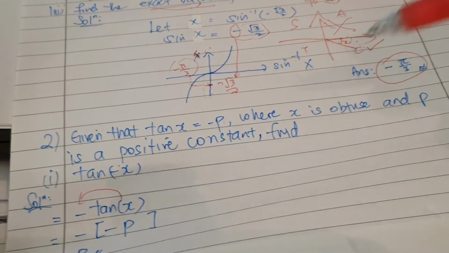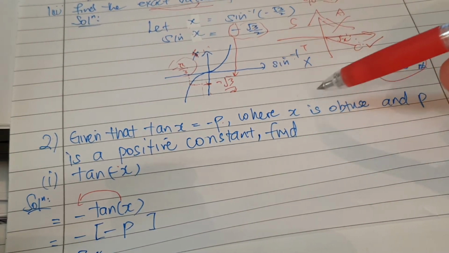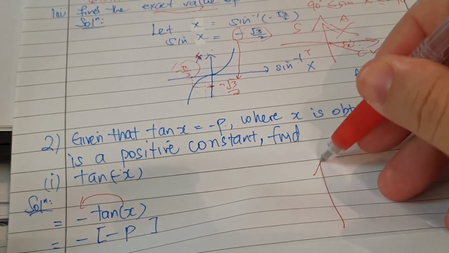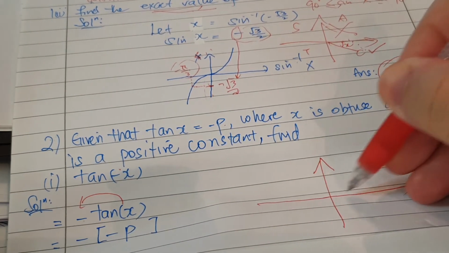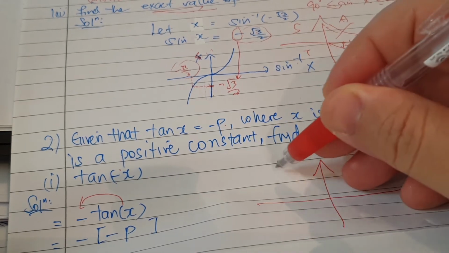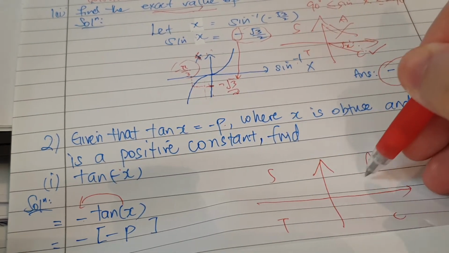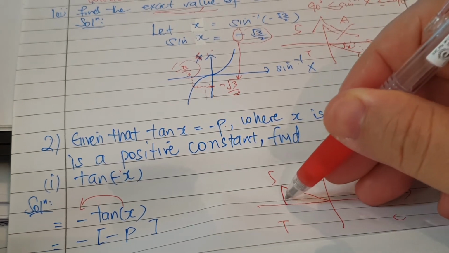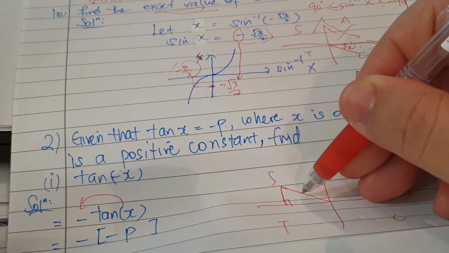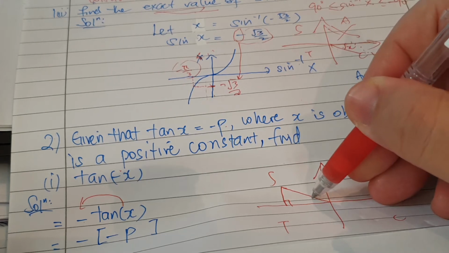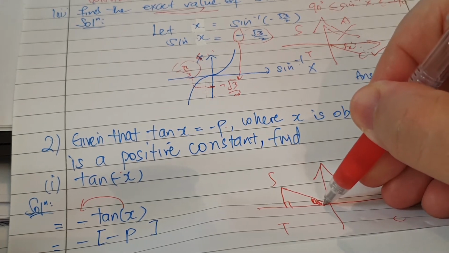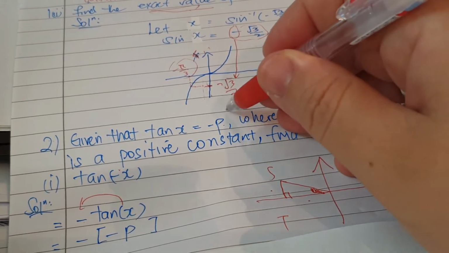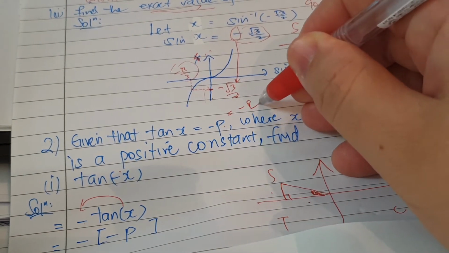This question tells you x is obtuse. That's why there's a minus there. You see, we start from here, right? Down here will be ASTC. Down here will be acute, right? So obtuse means like that. So the right angle triangle will be drawn here, and then we are talking about this angle. Opposite over adjacent is minus p over 1.